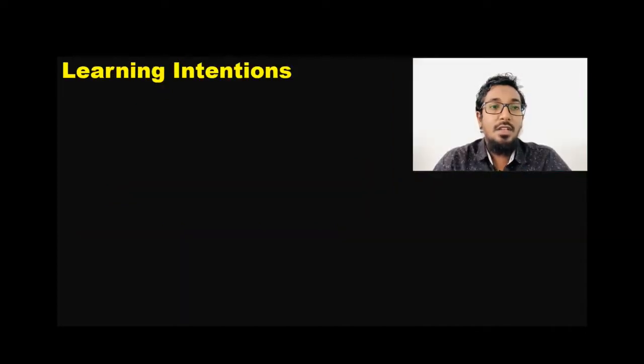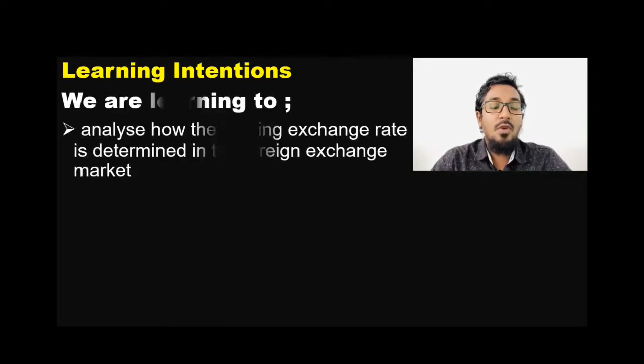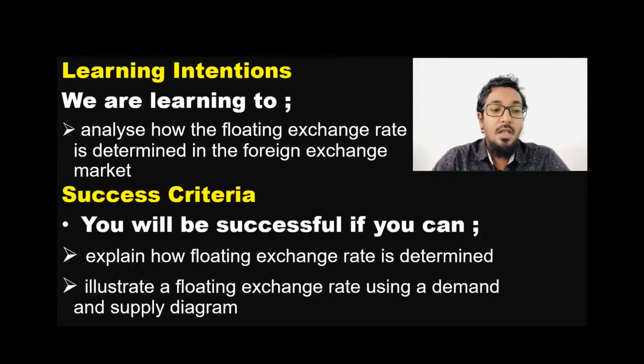So here is your learning intention for this lesson. We are learning to analyze how the floating exchange rate is determined in the foreign exchange market. And success criteria: you will be successful if you can explain how floating exchange rate is determined and illustrate a floating exchange rate using a demand and a supply diagram. So I am going to explain the definition of it and how it is determined, and show the impact on exchange rate by using demand and supply diagram, which is very simple.